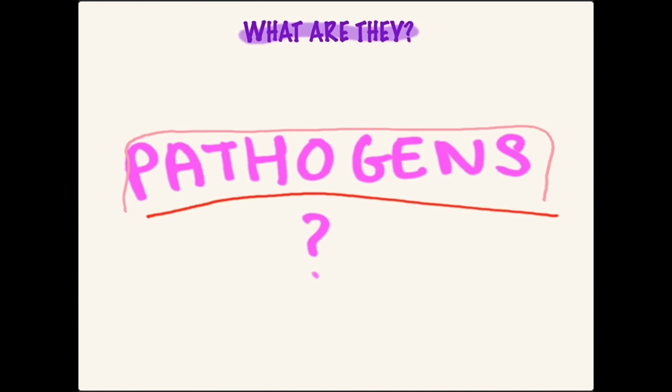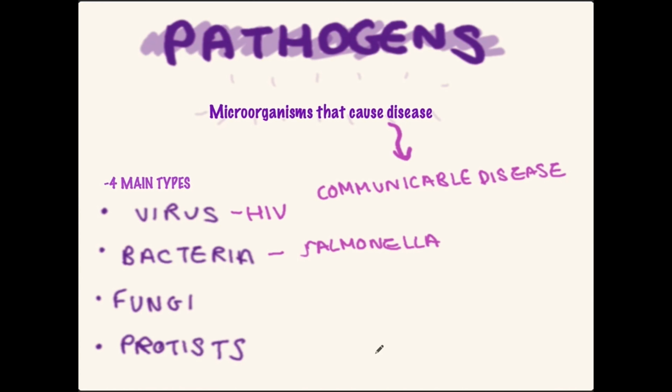Now, what are pathogens? Pathogens can be defined as microorganisms that cause diseases, specifically communicable diseases. Apart from virus and bacteria, there are another two main types of pathogens, fungi and protists. But today we're going to focus on virus and bacteria. An example of diseases caused by the virus and bacteria could be HIV by the virus or Salmonella by bacteria.